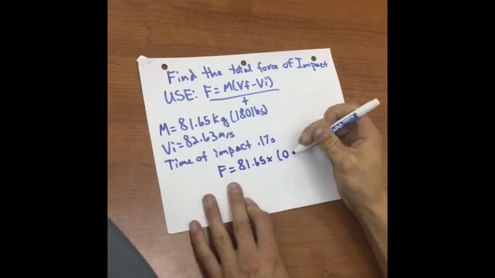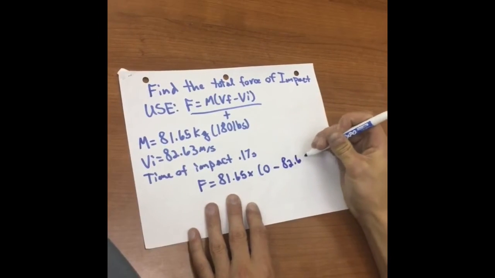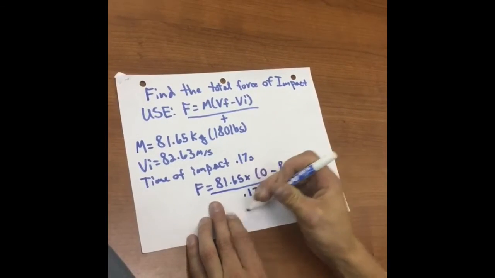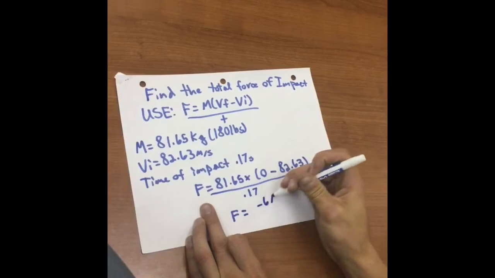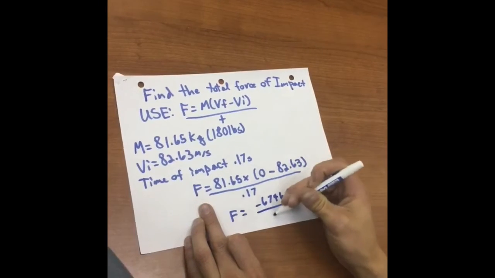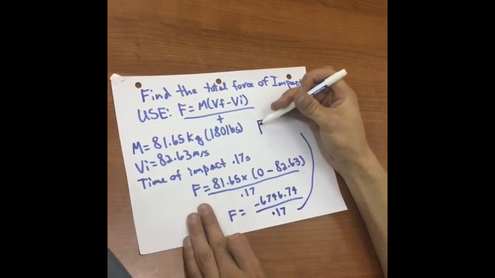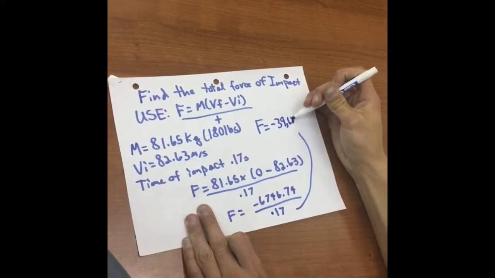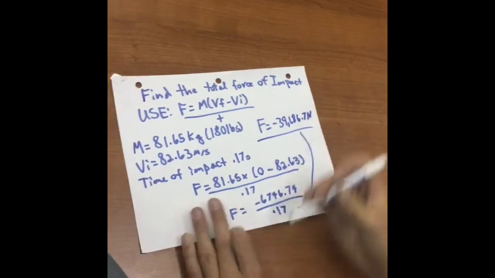When plugged into the equation, F is equal to negative 6,746.74. Then we divided that by 0.17. This ended up being a total of 39,686.